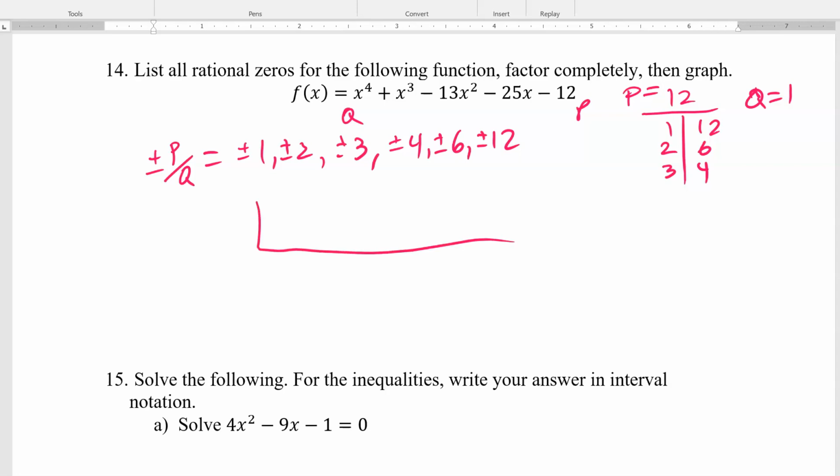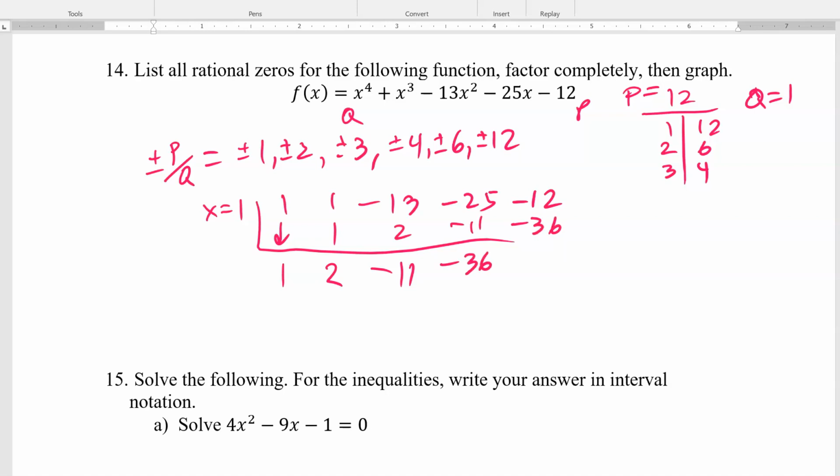How am I going to check? Synthetically. Let's start with x equals 1. Our coefficients: 1, 1, negative 13, negative 25, negative 12. 1, 2, negative 11. Negative 36, not a zero. 1 didn't work.